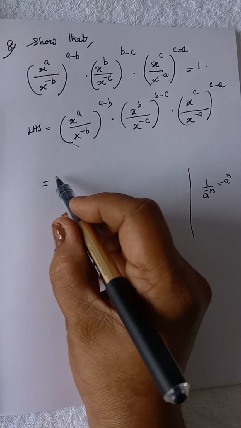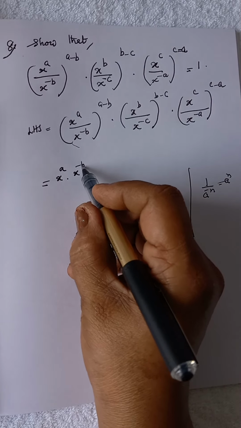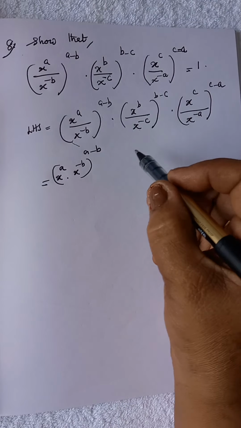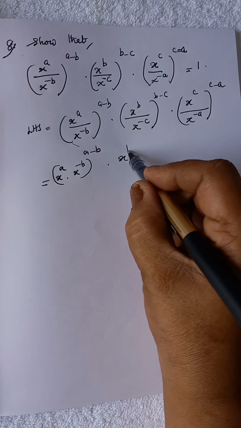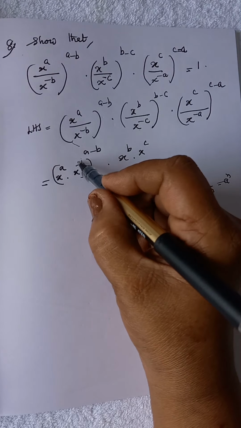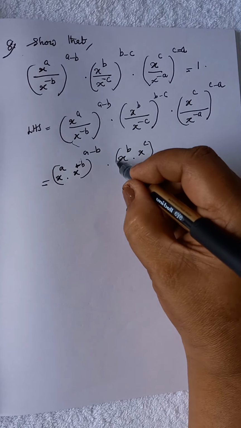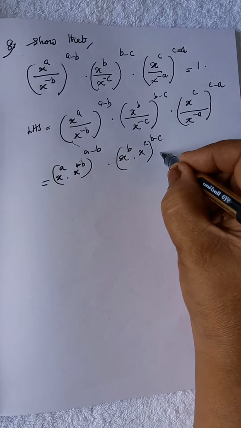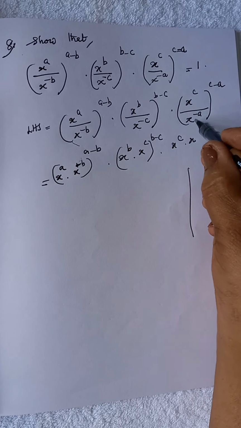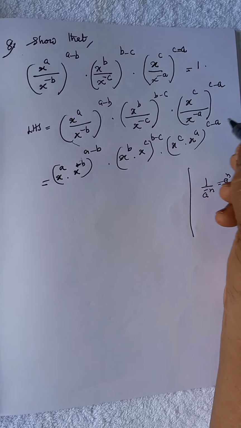So this is equal to (x^a into x^b) whole raised to a minus b. Then this is x raised to b into x raised to c. So here this will become plus. Then this (x^b into x^c) whole raised to b minus c. This into x raised to c into x raised to a, the sign changes, whole raised to c minus a.